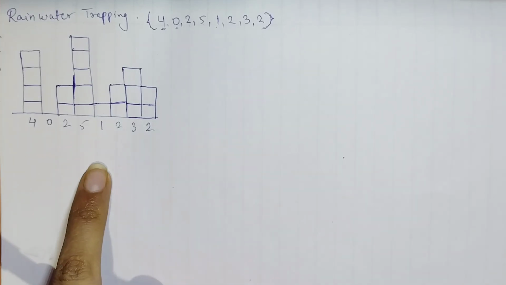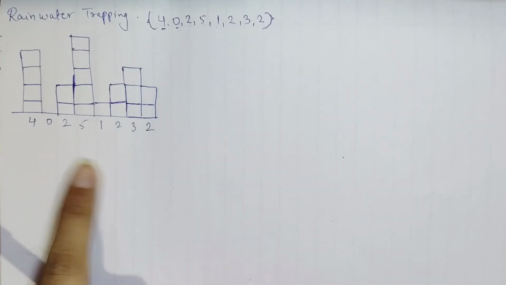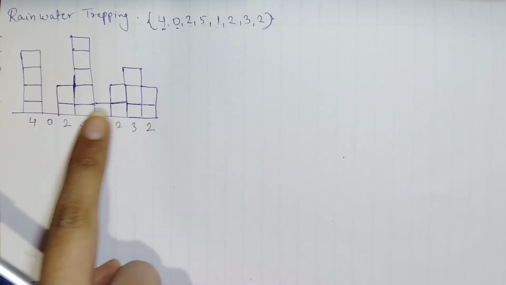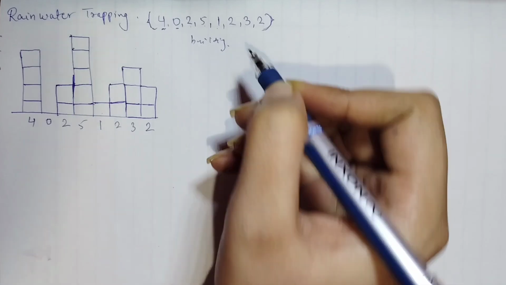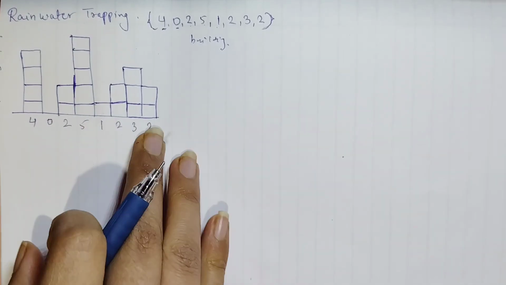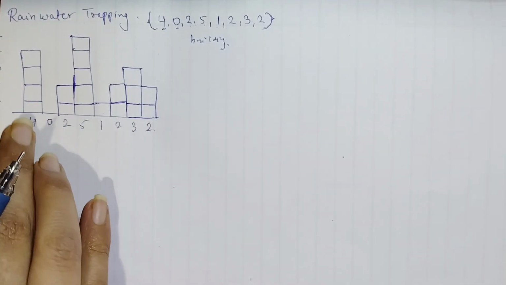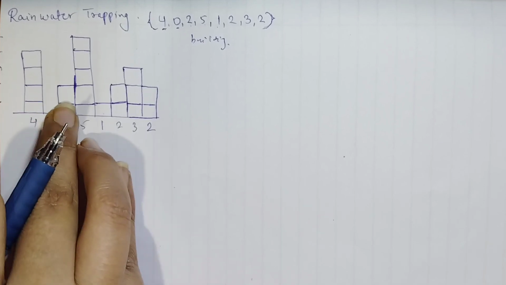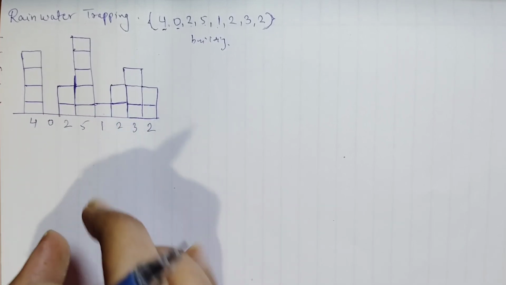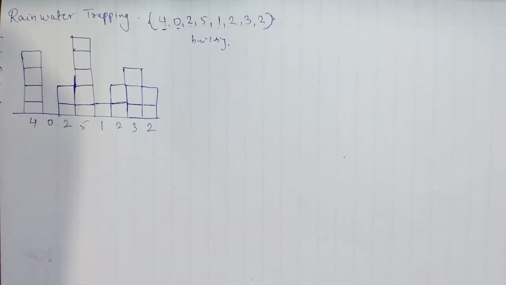The purpose of this question is, when it rains, water is trapped between these bars. You can imagine these bars as buildings. Many buildings are there and here no building is there. So you have to find how much water can be trapped between these buildings. I am saying bars, you can also imagine it like buildings.